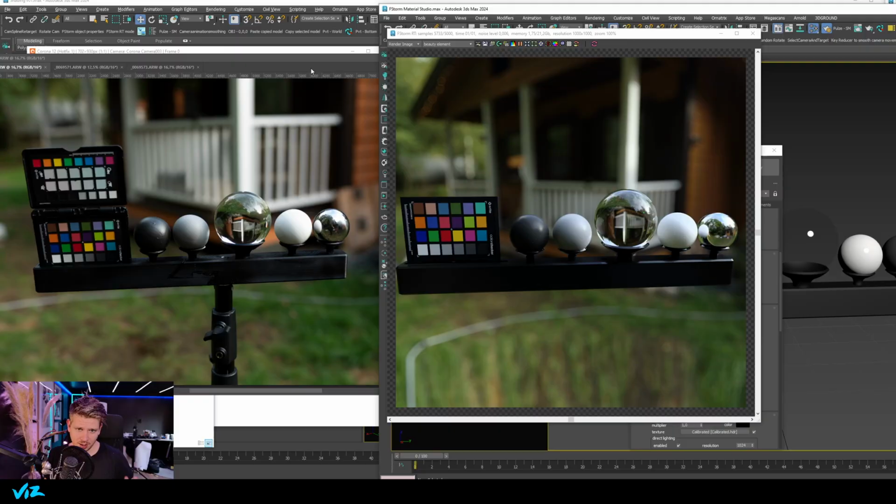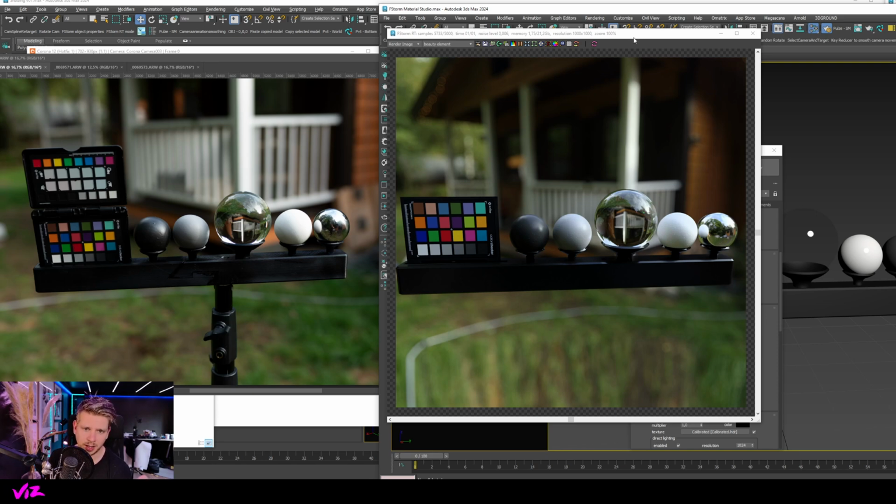Let's do the same experiment in FStorm. To the left, we have the reference photo, and to the right, we have the FStorm render. Now, in FStorm, you don't have the physical settings in the camera, so you don't have physical exposure. I mean, F number you do, but exposure times and ISO and so on.